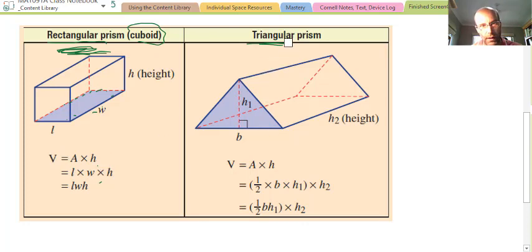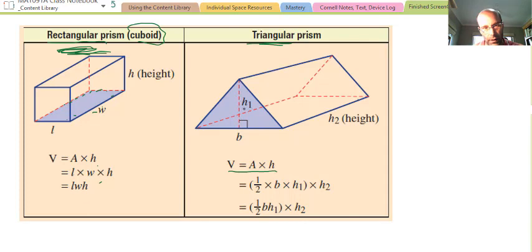We then have our second one here, the triangular prism. This one's a little bit more complicated, but you're expected to be able to master this at this level. Always start with the same formula, volume equals cross-sectional area times height. Here we need to think about the next line.